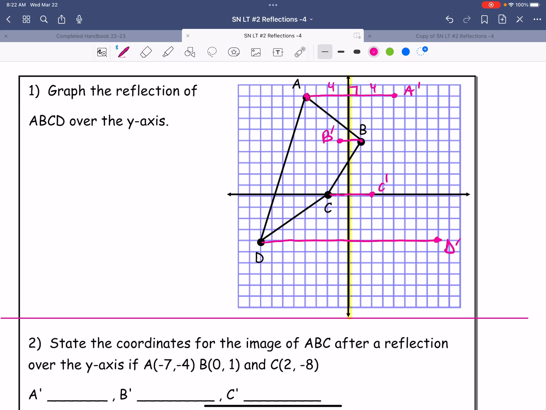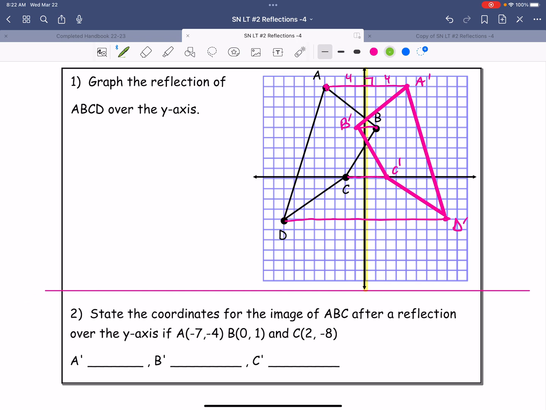Make sure you're doing that on your document. Use a ruler. Doing these freehand is a little crazy. Okay, pause the movie, try that on your own. Press play when you're finished.